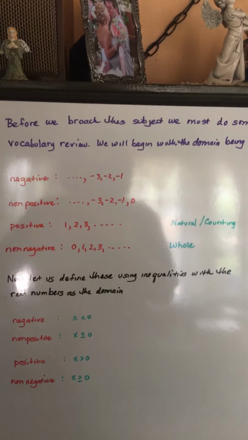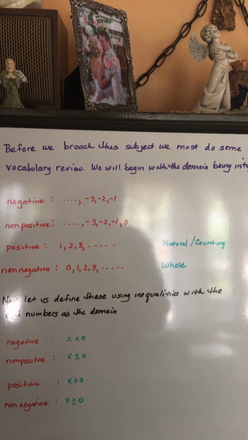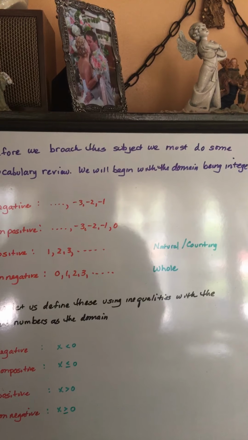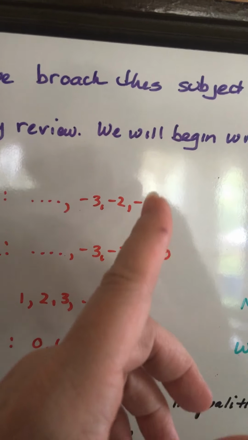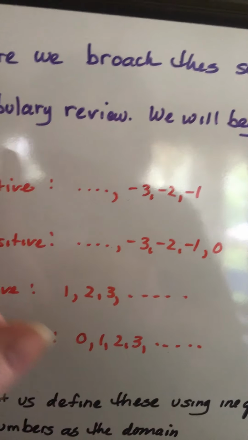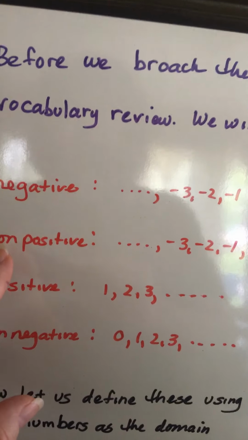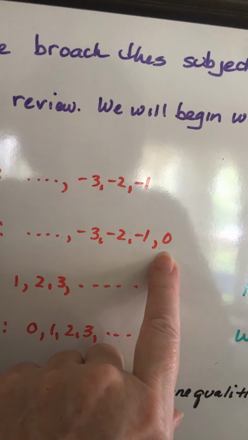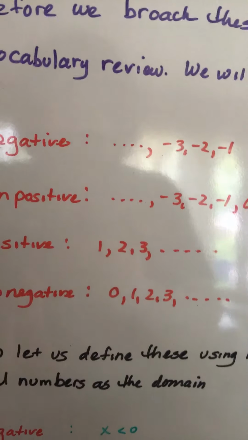But before we broach this concept of absolute value, let's look at some vocabulary review that we need to know. We will begin considering the domain being integers. When I talk about negative, you know you're going on the number line, you're heading left, -1, -2, -3, all the way to negative infinity. Here's one that gets people. Non-positive means I can't be positive. What does that mean? You're negative, or you're that special number that's neither negative or positive called zero. So you're zero and all the negatives.